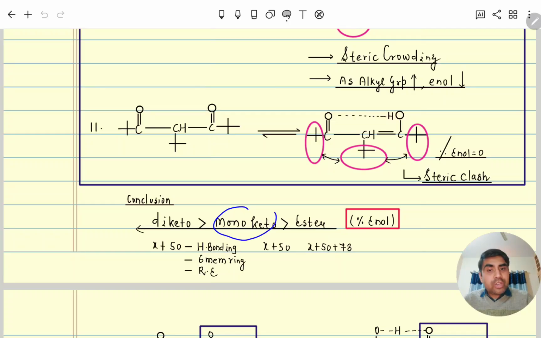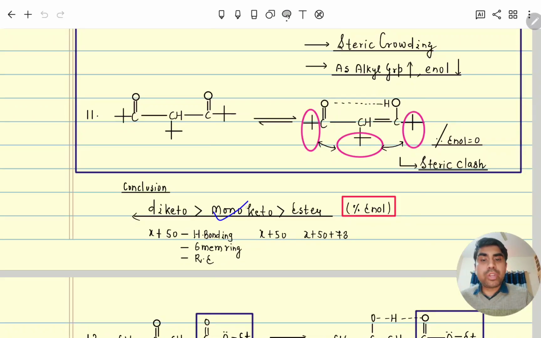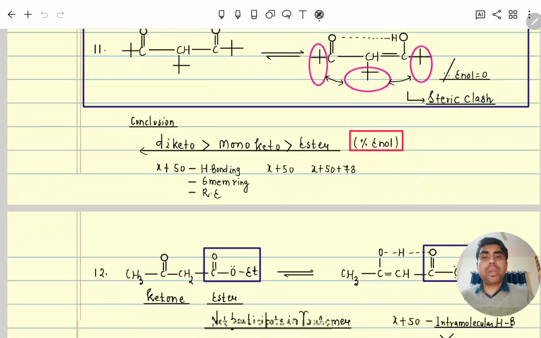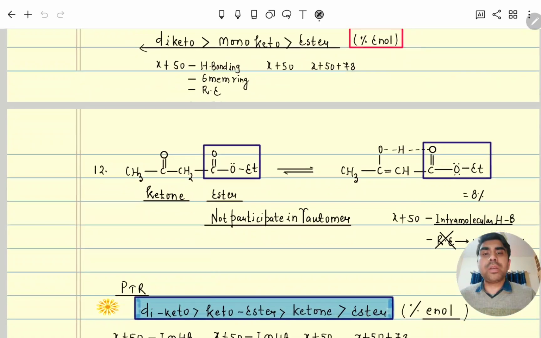Similarly, coming to monoketo, it is X plus 50 only, but in ester it became disastrous: X plus 50 plus 78 resonance energy, because its resonance got disturbed. So this is the priority of enol percentage: first in diketo, then monoketo, then ester. These are all very good questions of advanced and Olympiad level.